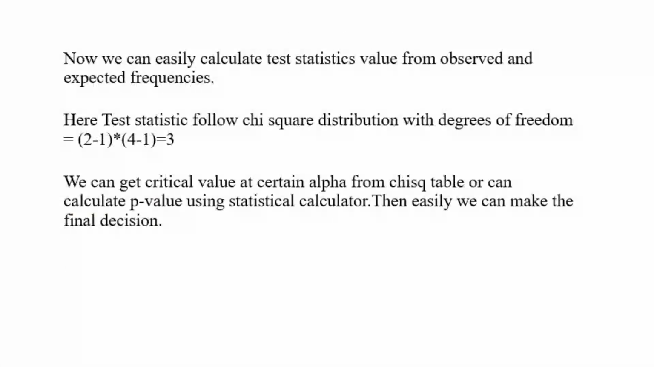Now, we can easily calculate the test statistic value from observed and expected frequencies. Here, the test statistic follows a chi-square distribution with degrees of freedom equal to (2 - 1) times (4 - 1) = 3. We can get the critical value at a certain alpha from the chi-square table, or also calculate the p-value using a statistical calculator. Now, we can easily make the final decision.